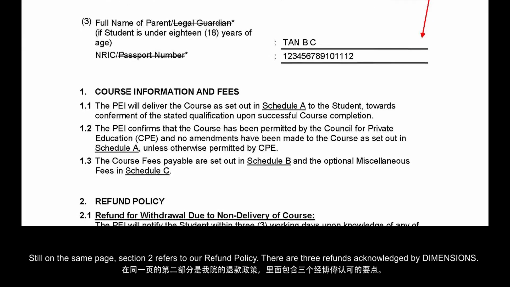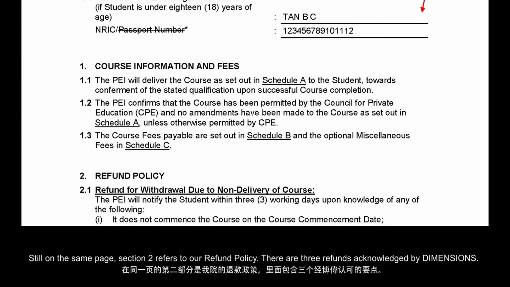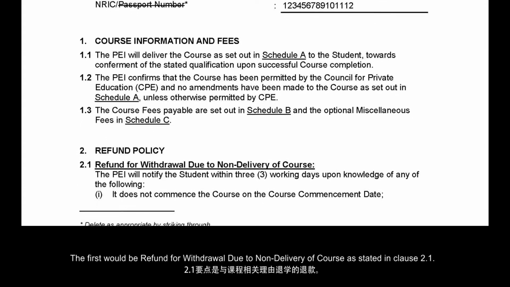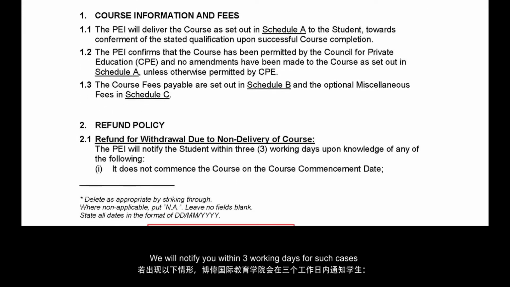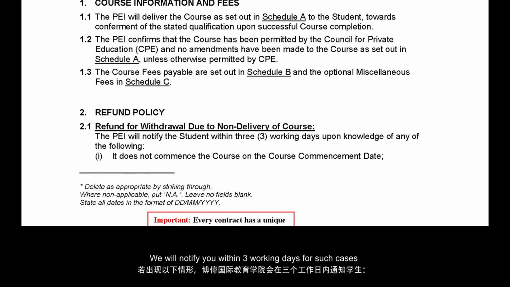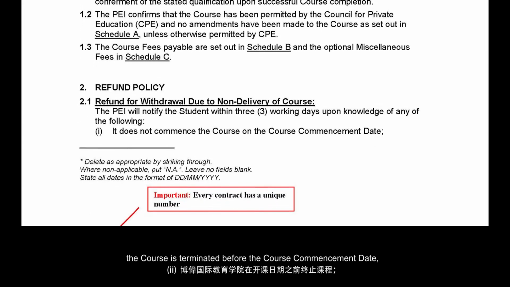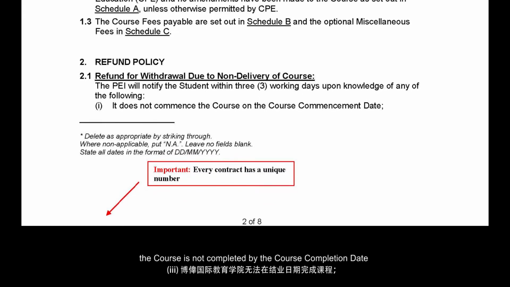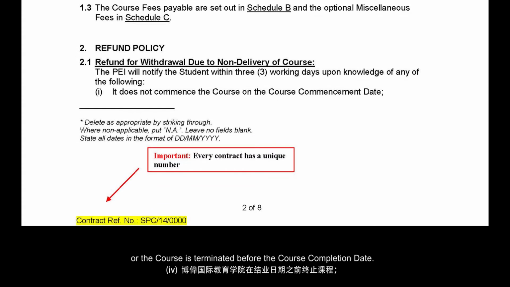Still on the same page, Section 2 refers to our refund policy. There are 3 refunds acknowledged by Dimensions. The first would be refund for withdrawal due to non-delivery of course as stated in Clause 2.1. We will notify you within 3 working days for such cases whereby the course does not commence on the course commencement date, the course is terminated before the course commencement date, the course is not completed by the course completion date, or the course is terminated before the course completion date.